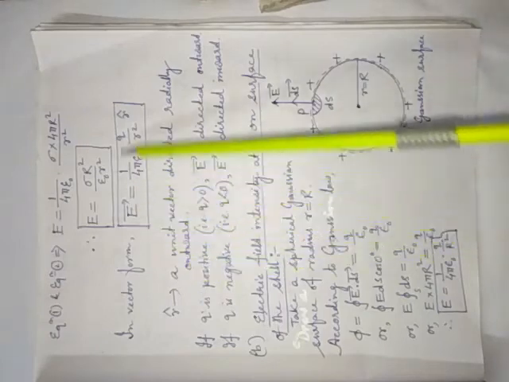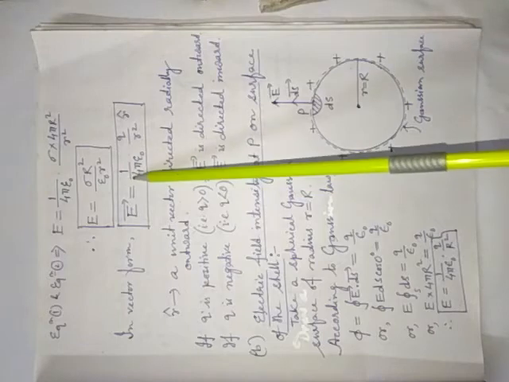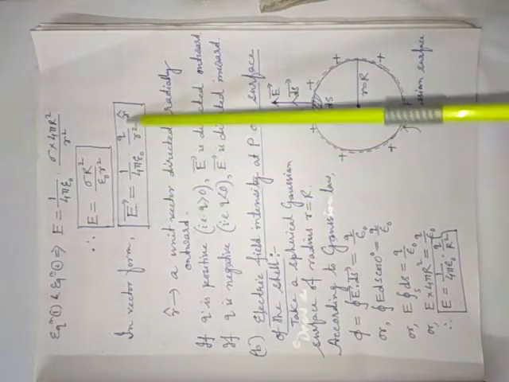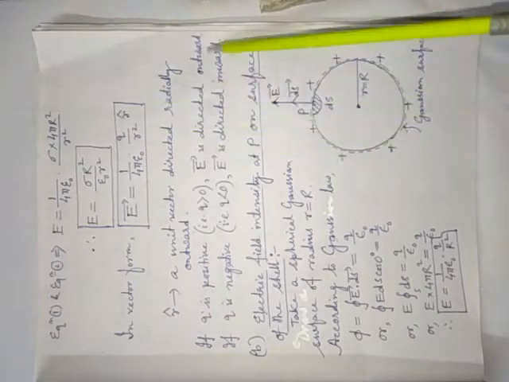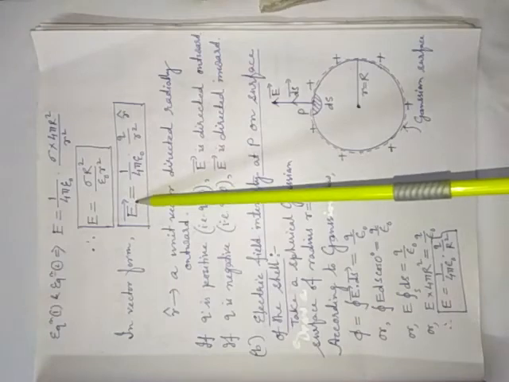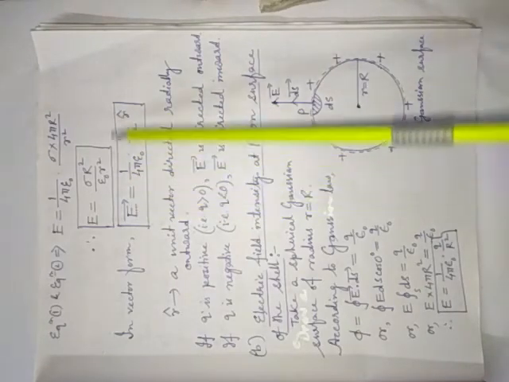Now see here, if q is positive, then what will happen? Both sides are positive. That means E vector will be along r cap. That means the electric field vector will be along the direction of r cap, radially outward. But if q is negative, then the electric field vector will be, here you will get negative, and negative means the direction of E vector and r cap are opposite.